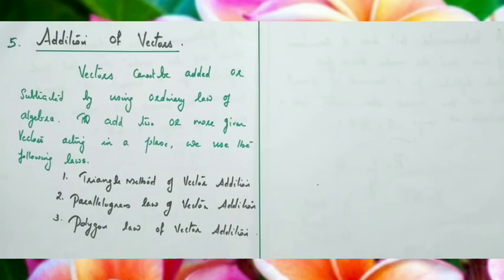Property: addition of vectors. We know that vectors cannot be added or subtracted by using the ordinary laws of algebra. To add two or more vectors acting in a plane, we have to use three important laws: triangle law of vector addition, parallelogram law of vector addition and polygon law of vector addition. For addition of two vectors, we can use the triangle law or the parallelogram law. For more than two vectors, we have to use the polygon law of vector addition. For your syllabus, you have to study only the triangle law and the parallelogram law of vector addition.